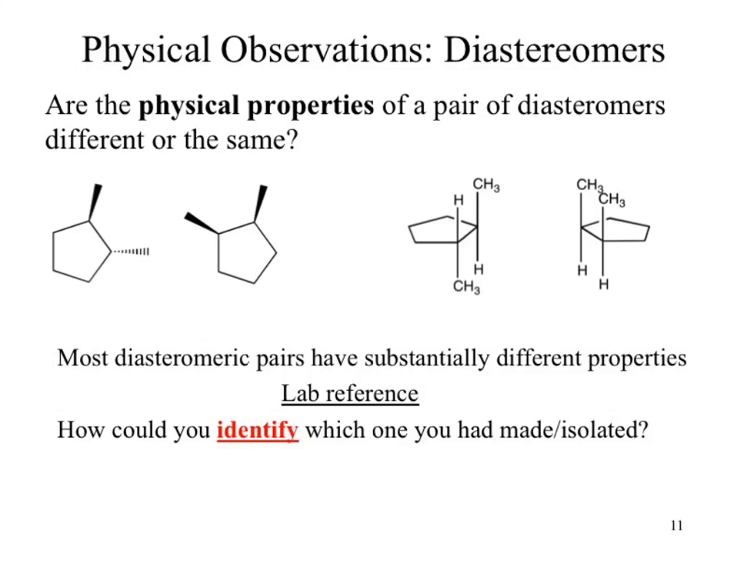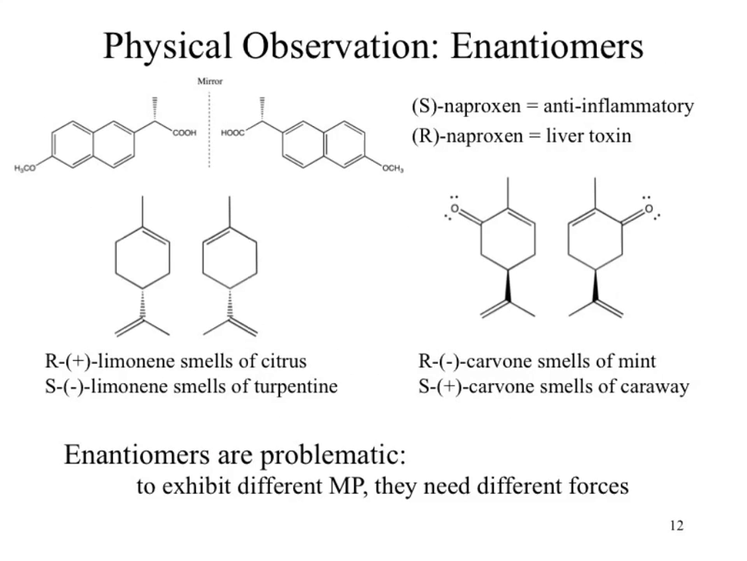So if I had 2 of these compounds in a mixture, I could recrystallize it to separate one from the other. How would I prove that I've separated one from the other? Then I can do melting point. 2 separate concepts, 2 separate techniques. What happens if we have enantiomers?